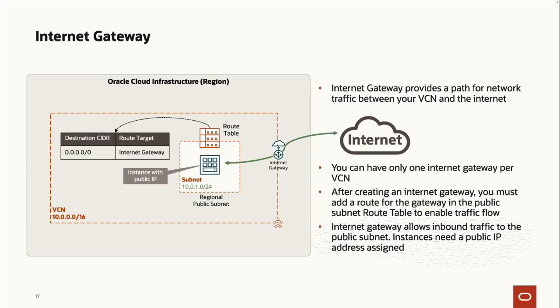There are some key points to consider. Resources that need to connect to the internet must be in a public subnet and have a public IP address. And also each public subnet that needs to use the internet gateway must have route table rules that specify the internet gateway as a target, and specify security rules to control the types of traffic allowed in and out of resources in that subnet. And also a VCN can be attached to only one internet gateway at a time.